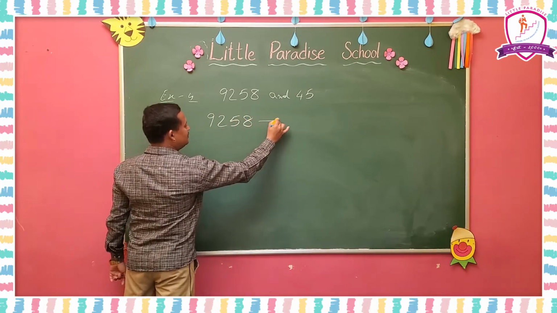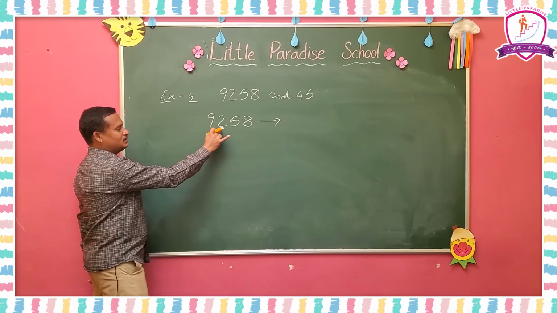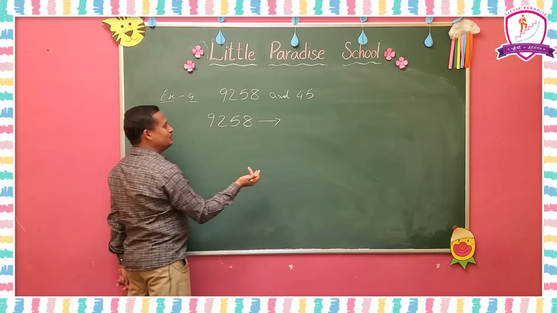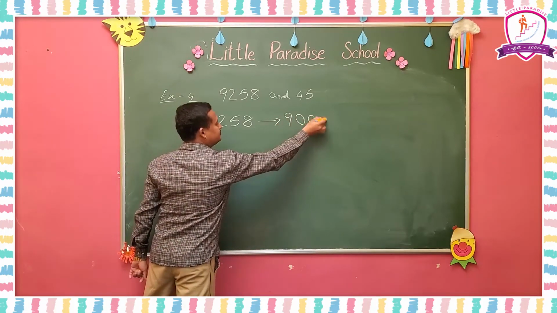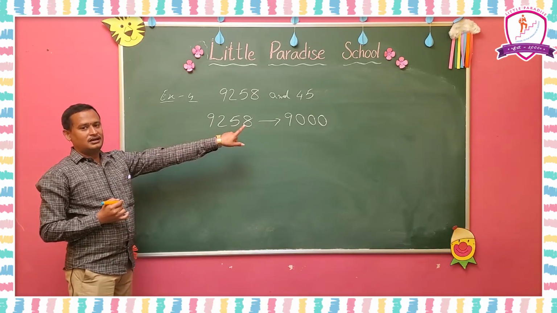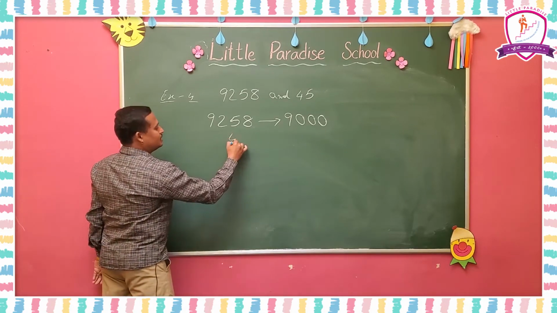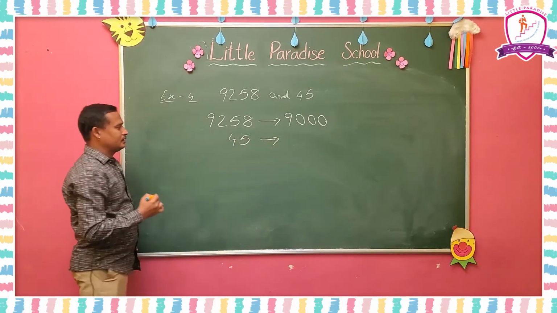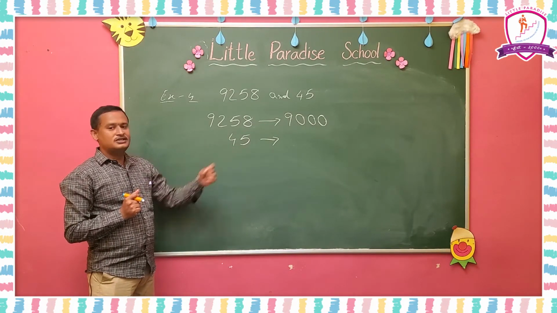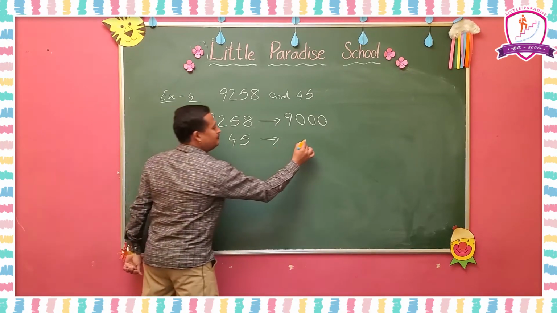9258: the highest place is the thousands place, and observe the hundreds place, which is less than 5. So 9000 will remain 9000 only. If it is 5 or greater, it will be increased by 1, otherwise it will be the same. Okay. Next it is 45. In this 45, the ones place is 5, so the tens place will be increased by 1. So 40 will become 50.